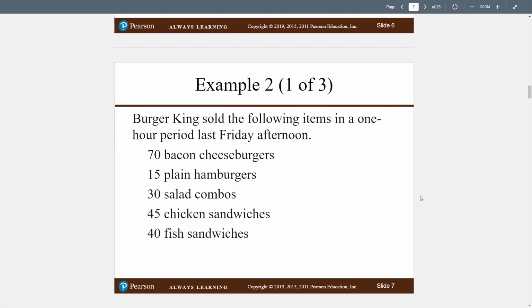Oh, I love Burger King, and I don't get it right now because I have to watch everything. So let's make me really hungry, shall we?